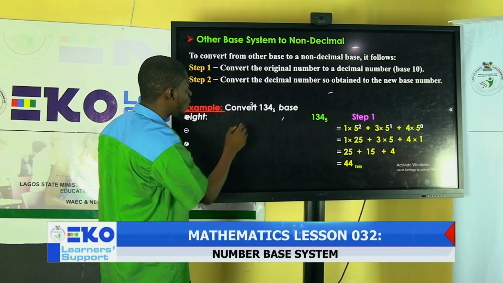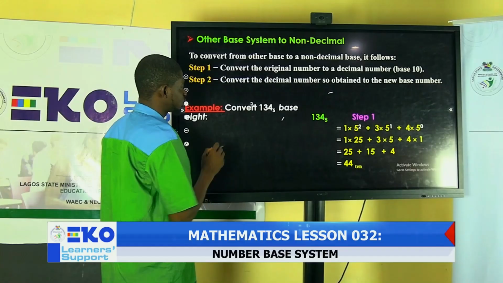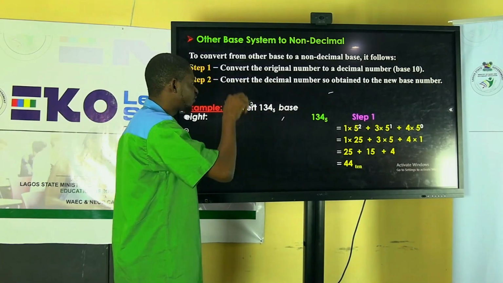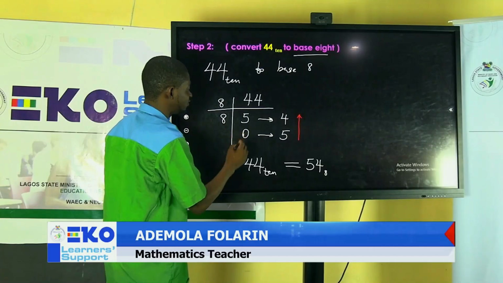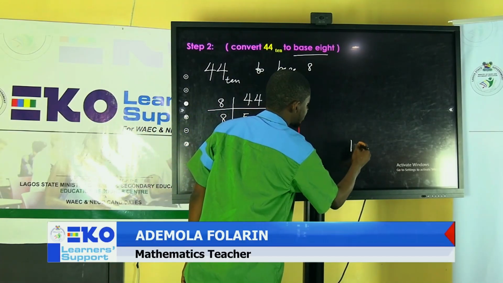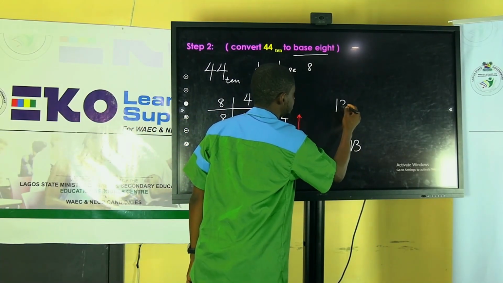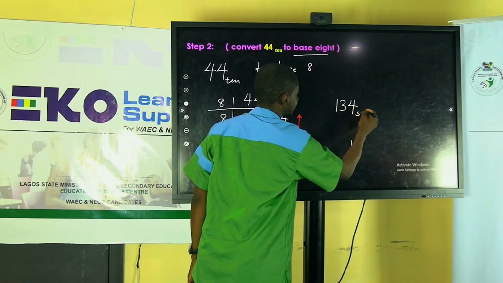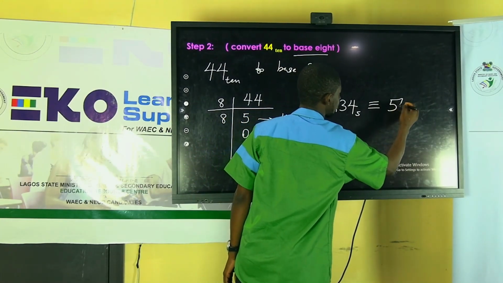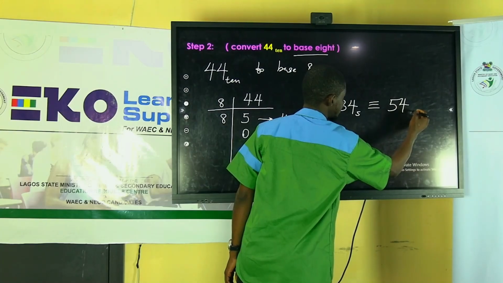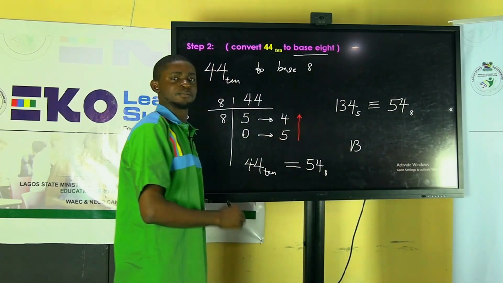That means our 134 base 5, converted into base 8, gives us 54 base 8. So 134 base 5 is equivalent to 54 base 8.